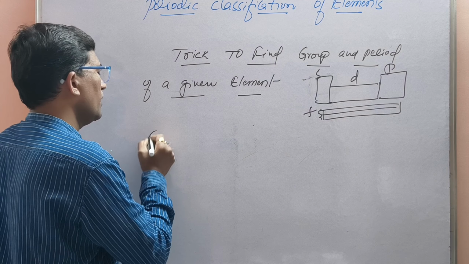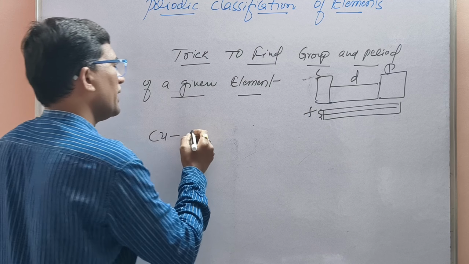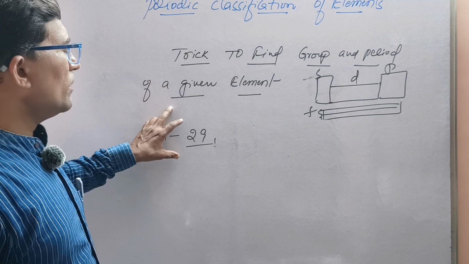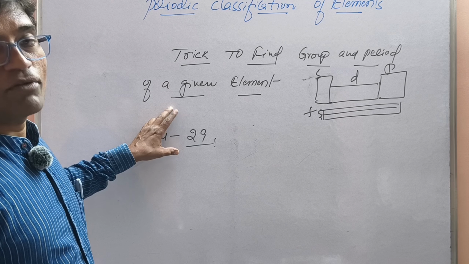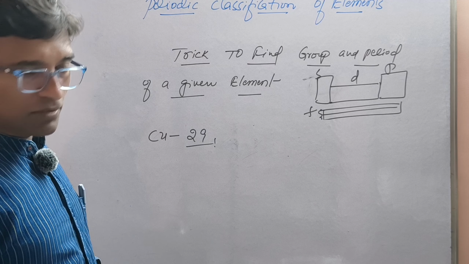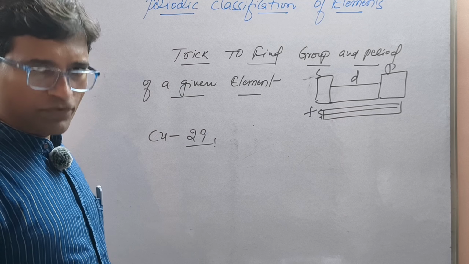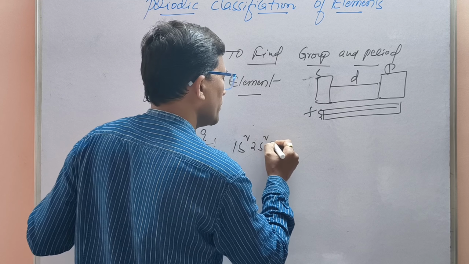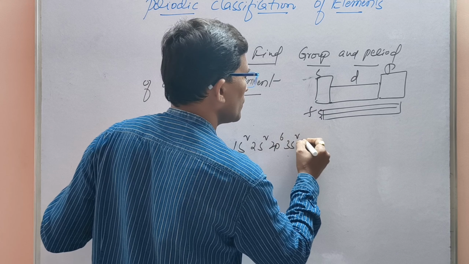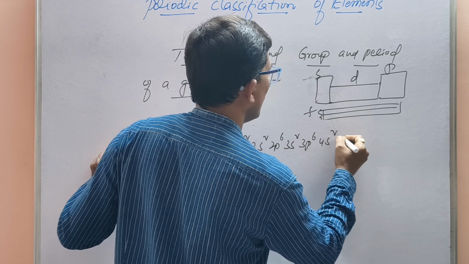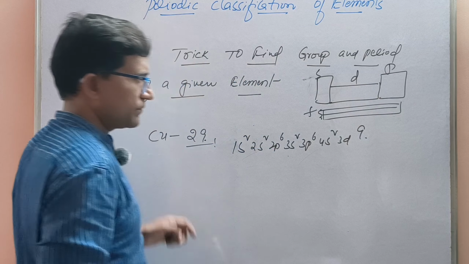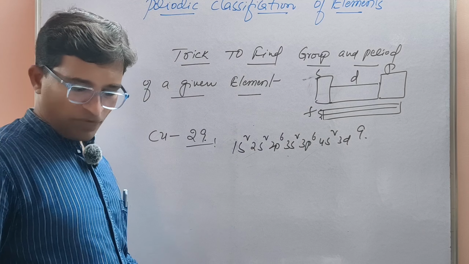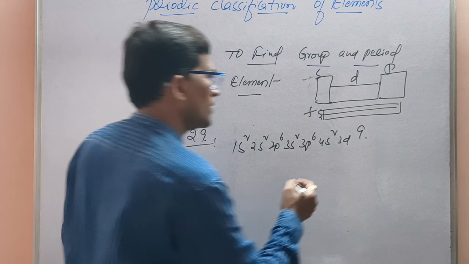Now one more example, that is copper. Copper atomic number is 29. Sometimes he might not be giving the atomic number. He may be giving the electronic configuration directly. So copper atomic number is 29. Its configuration is 1s2, 2s2, 2p6, 3s2, 3p6, 4s2, 3d9. So it's very easy to identify. I think everybody understood this.